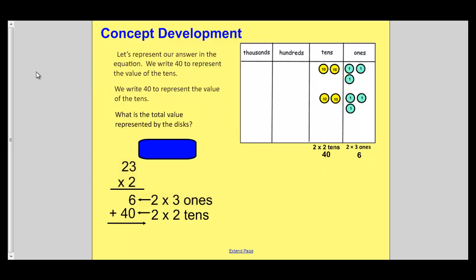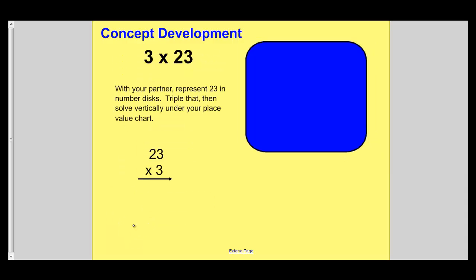So now I'm going to put all that together. With your standard algorithm, you're going to put 40 underneath the 6, and you're going to write beside it 2 times 2 tens. And now all we have to do is add together. So 23 times 2 equals 46. Okay? I want you to draw another place value chart. We're going to do one more of these simple problems, then we're going to make it a little bit tougher.